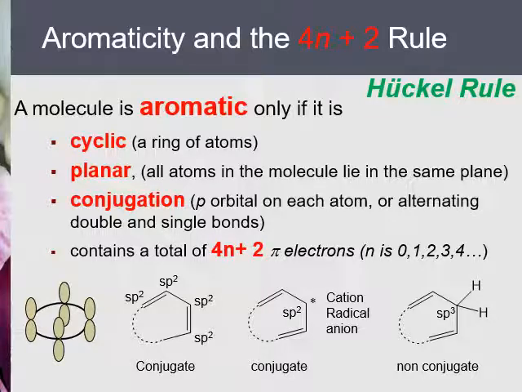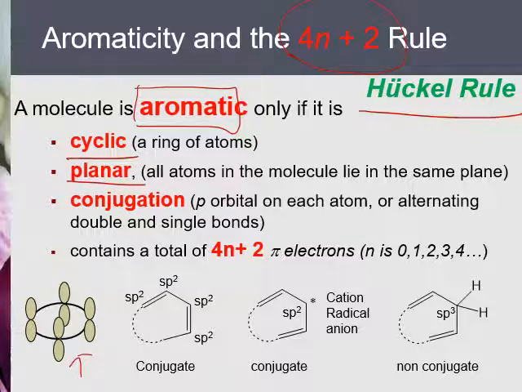The Huckel rule, also called the 4n+2 rule, says that a molecule is aromatic only if it is cyclic, just like benzene, it's a ring, a planar structure, a conjugated system. Conjugation means all carbons are sp2 hybridized. The most common case is when you draw Lewis dot structure. It is alternate double bond, single bond, double bond, single bond, just like benzene.